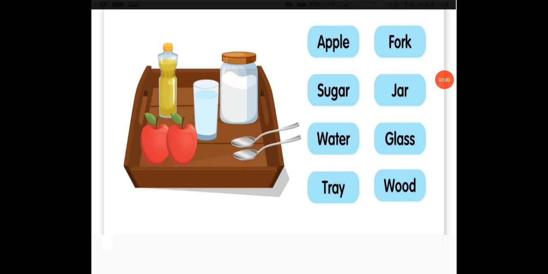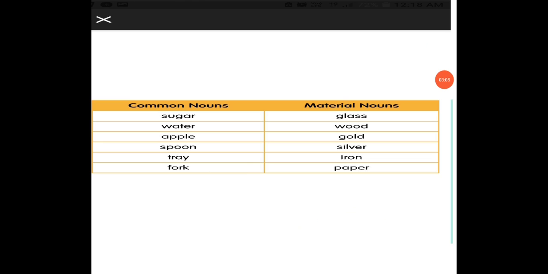So they are nouns. Next, there are some common and some material nouns. Sugar is a common noun and sugar is also an uncountable noun. Water is a common noun and water is also an uncountable noun. Apple is common but it is also countable. Spoon, tray, fork, they are countable and they are common also.